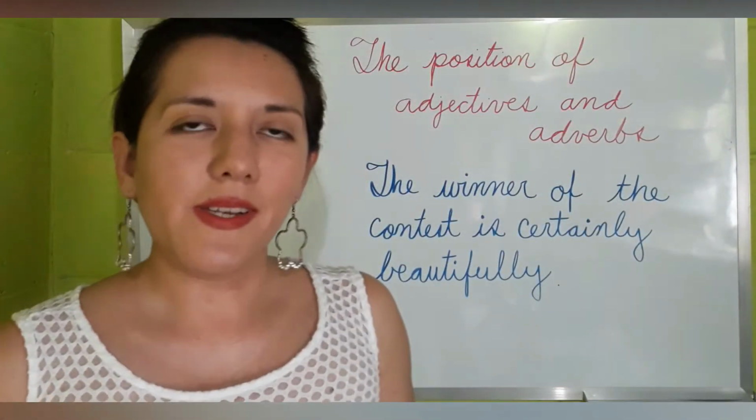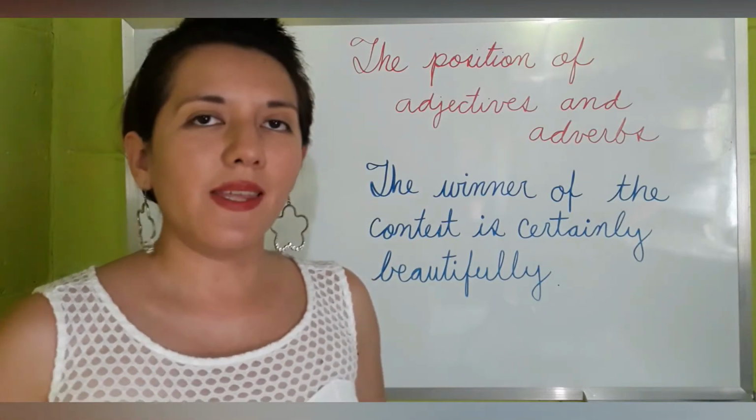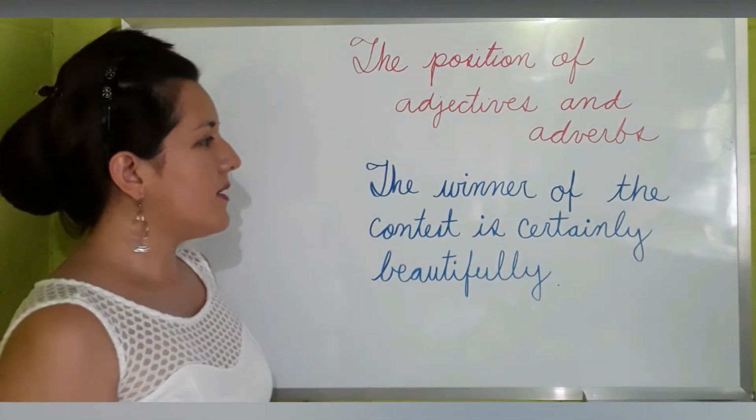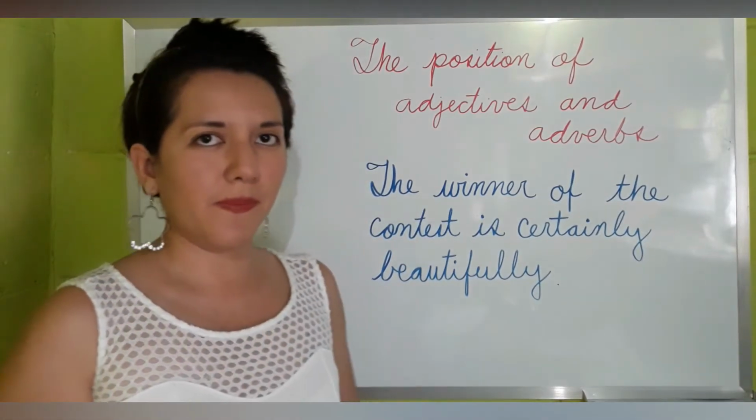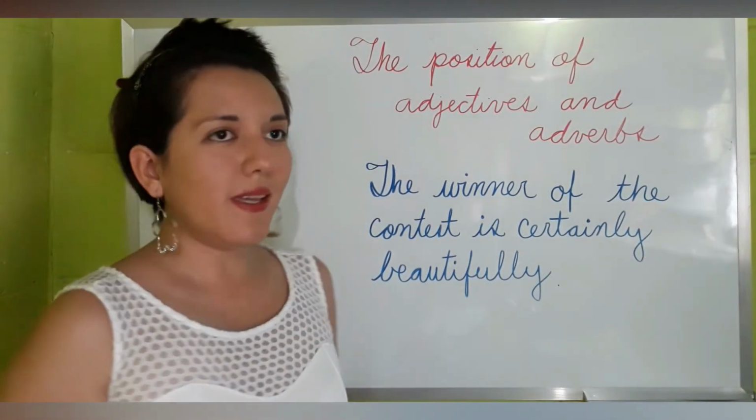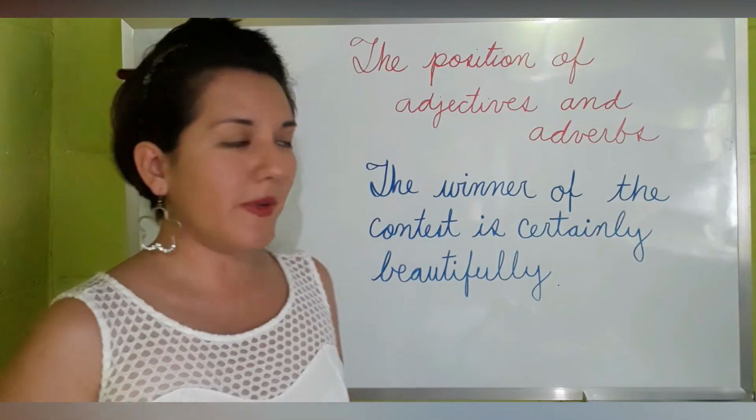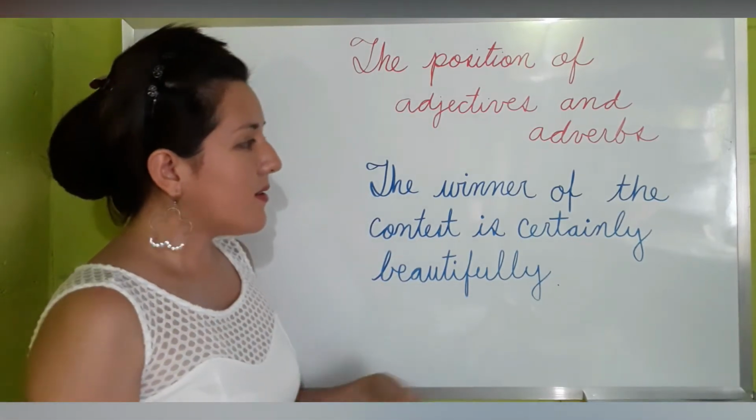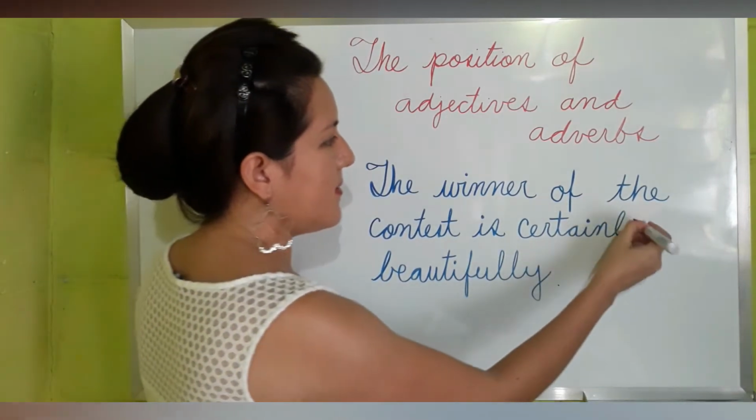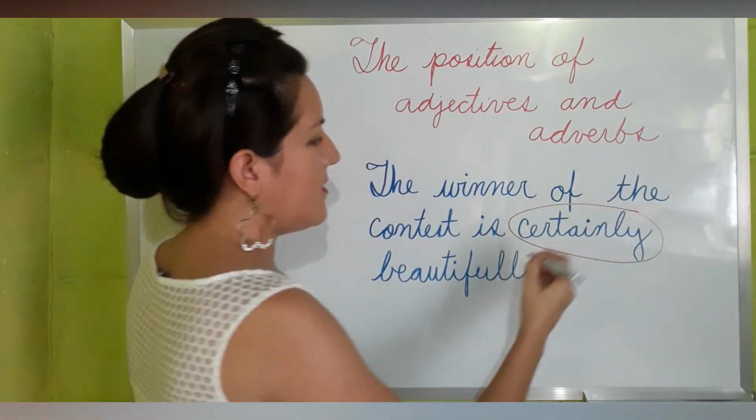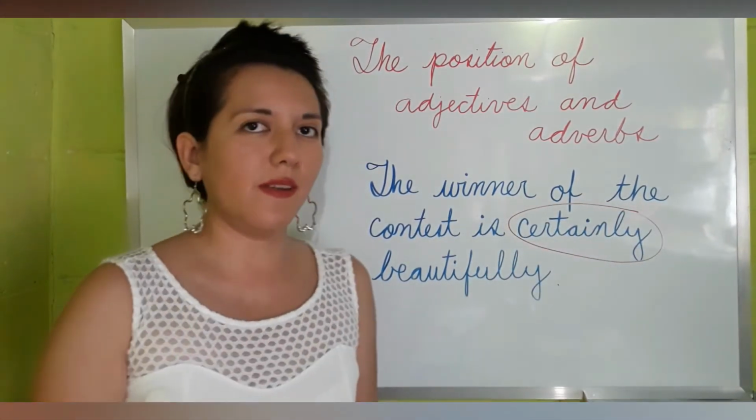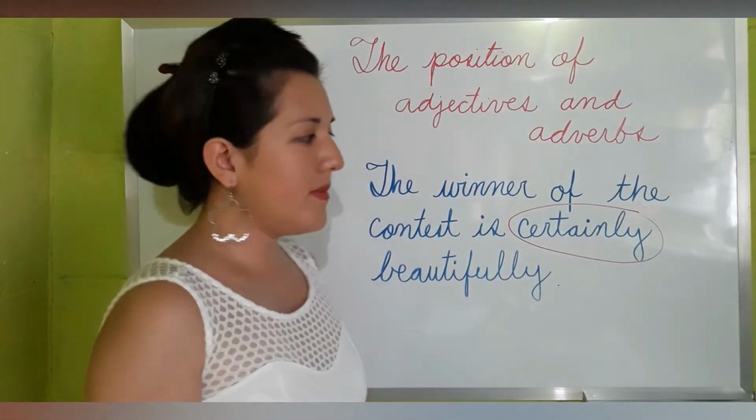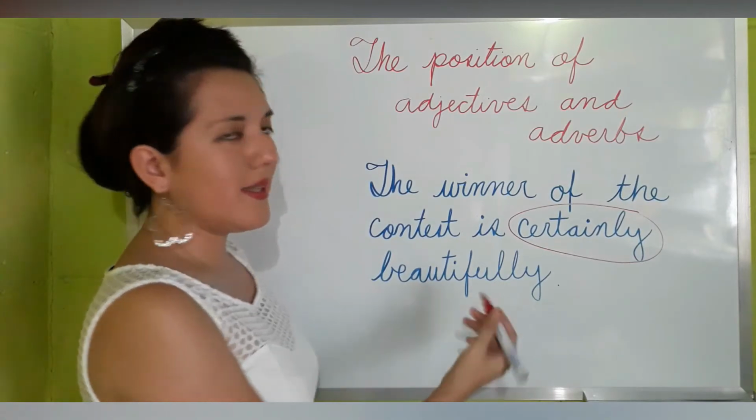Here I have another example with adjectives. So let's analyze the sentence. It says, the winner of the contest is certainly beautifully. Now, adjectives can be after an adverb because adverbs also describe adjectives. So here first we see the adverb, certainly. Okay, but adverbs can modify other adverbs, but here what we need is an adjective.